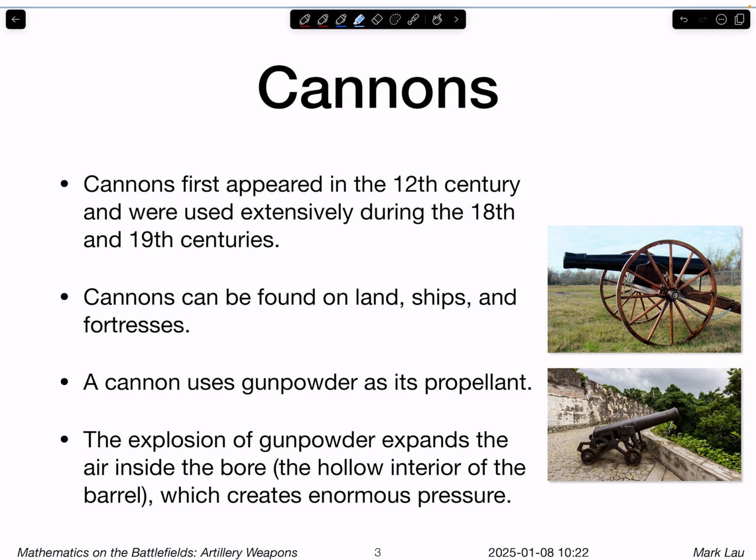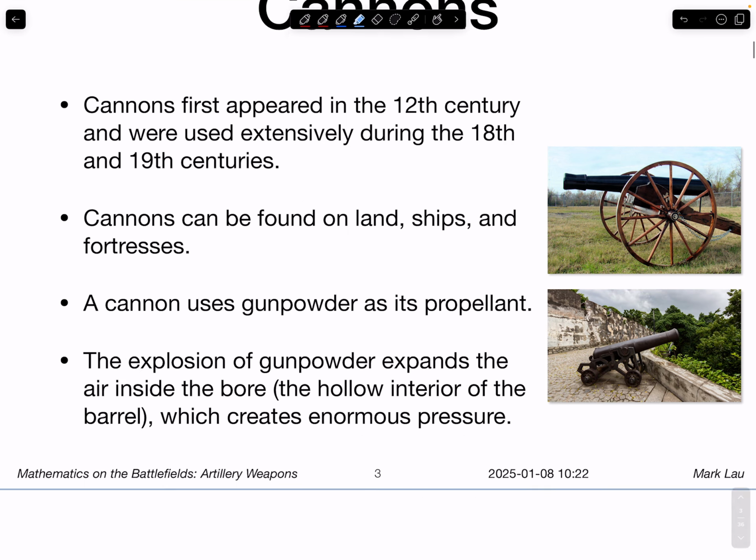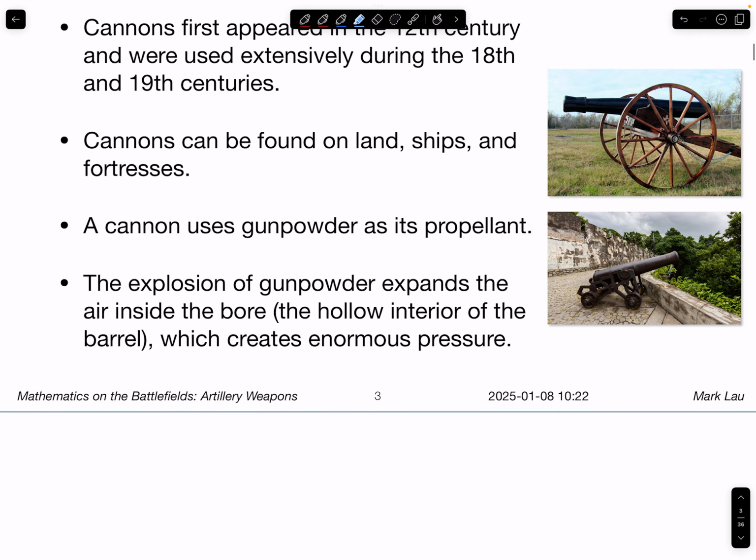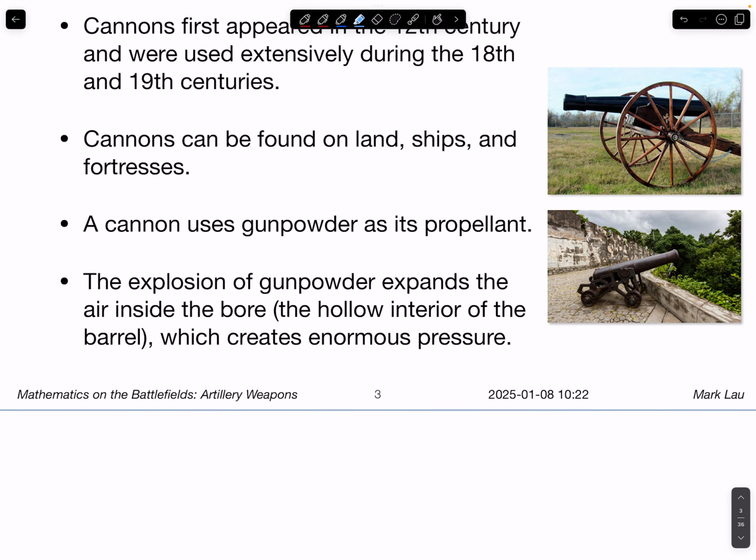Cannons first appeared in the 12th century and were used extensively during the 18th and 19th centuries. Cannons can be found on land, ships, and fortresses. A cannon uses gunpowder as its propellant. The explosion of gunpowder expands the air inside the bore, which creates an enormous pressure.